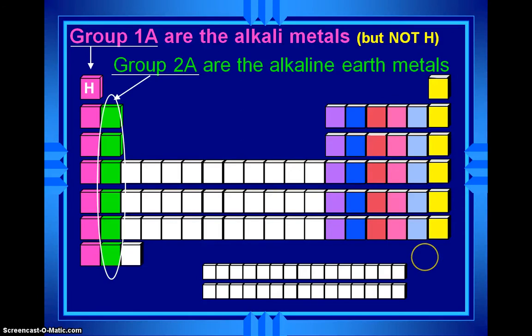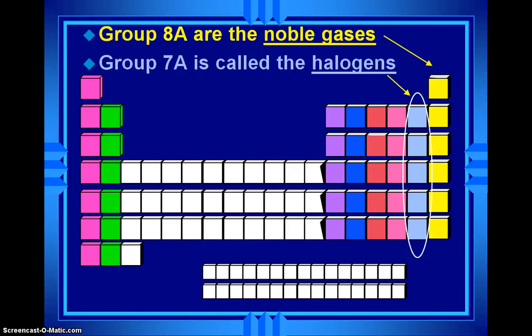So we've got a mixture of metals, nonmetals, and metalloids going on. Then in group 8A, we have the noble gases, which all have the s and p sublevels full, and 7A are the halogens. So just keep in mind the names of those specific groups.